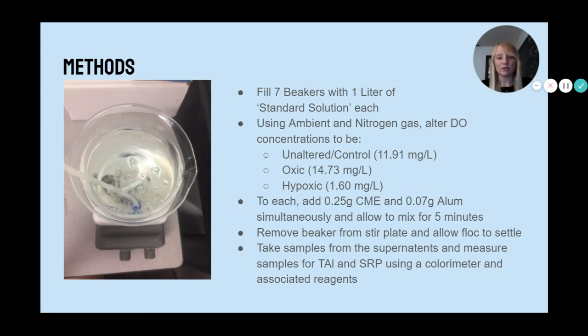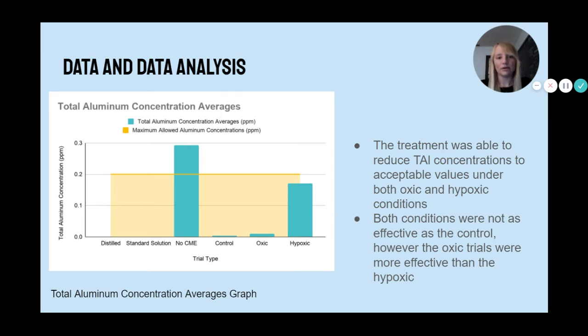Once the beakers had produced a floc, samples were taken from the supernatant, or the top of the beaker furthest away from the floc. The samples were then run through TAL and SRP tests in order to determine their concentrations using a colorimeter. In order to measure the effectiveness of the treatments, the oxic, hypoxic, and control trials were compared to the previous results of trials, including an alum-exclusive treatment and data collected from the standard solution and distilled as a baseline.